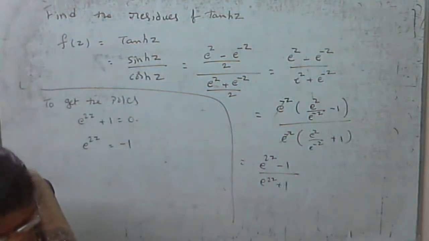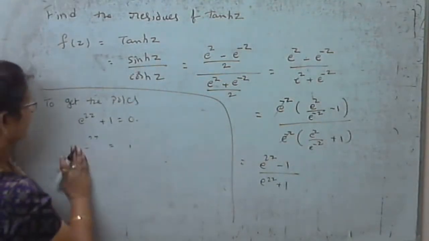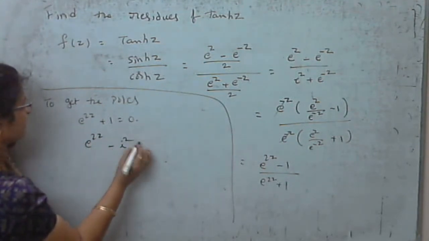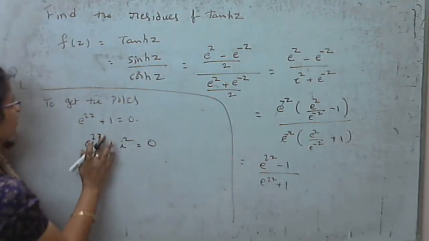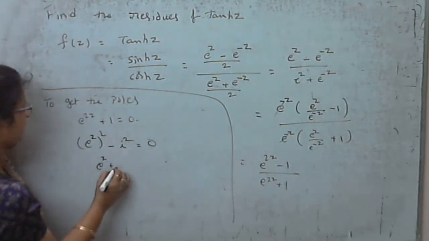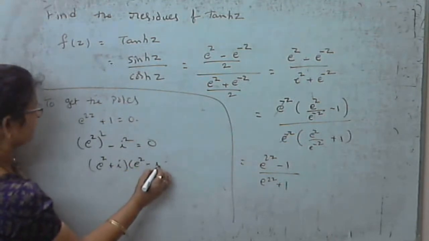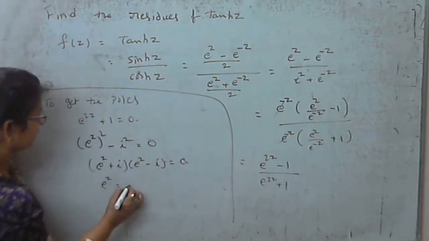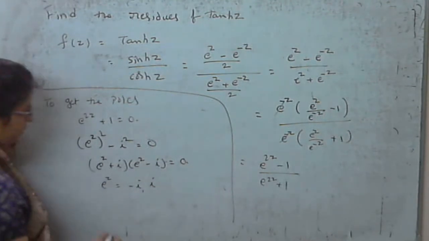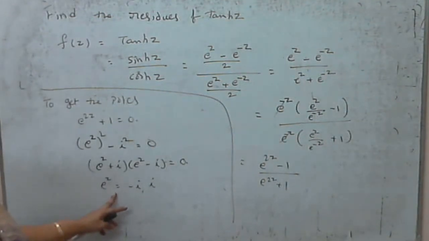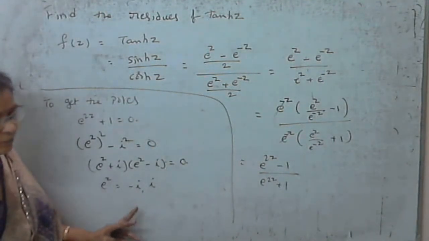e^2z plus 1 equal to 0. Otherwise, you can write this, to get the poles, as e^2z minus i squared equal to 0. That is (e^z) whole squared minus i squared. So (e^z plus i) into (e^z minus i) equal to 0. So e^z equal to minus i, plus i. This is e^z, but you have to get the z value here.